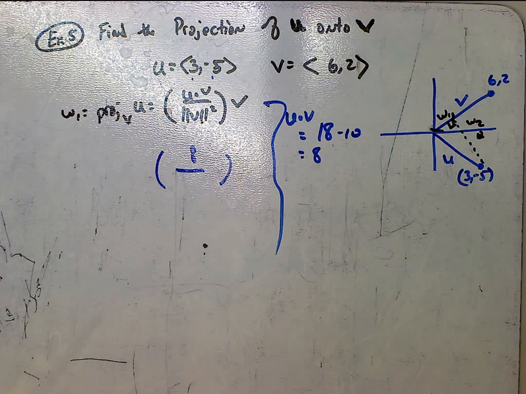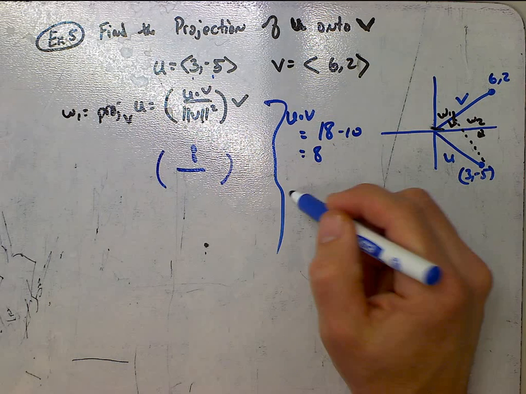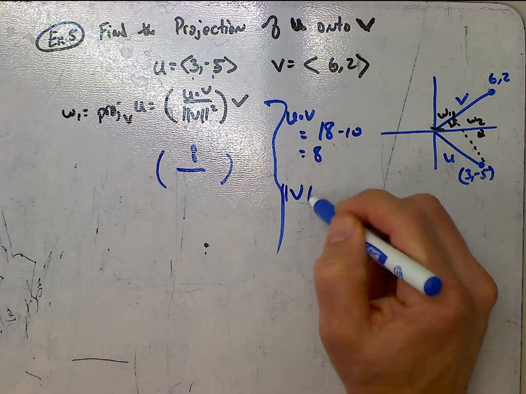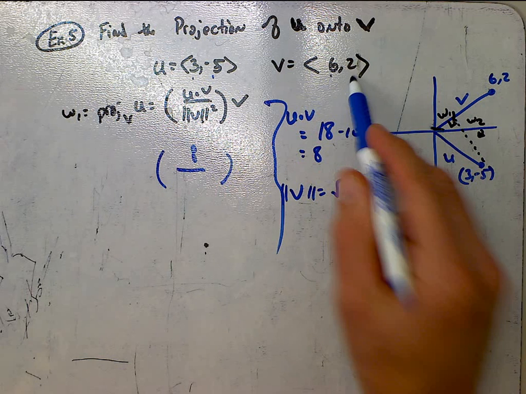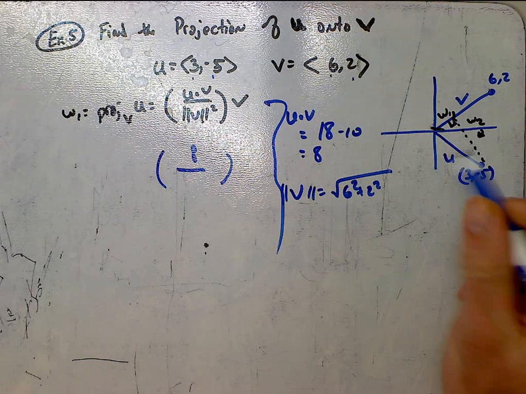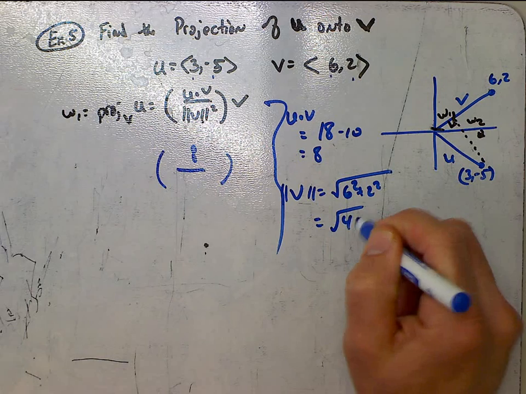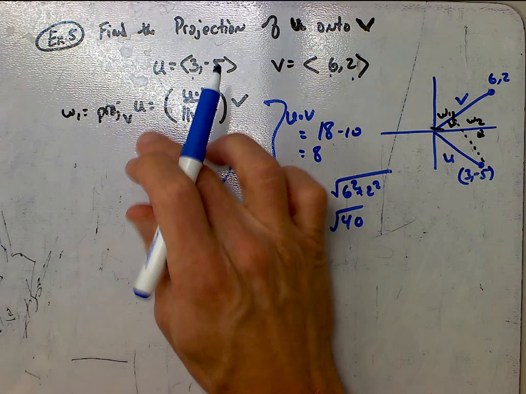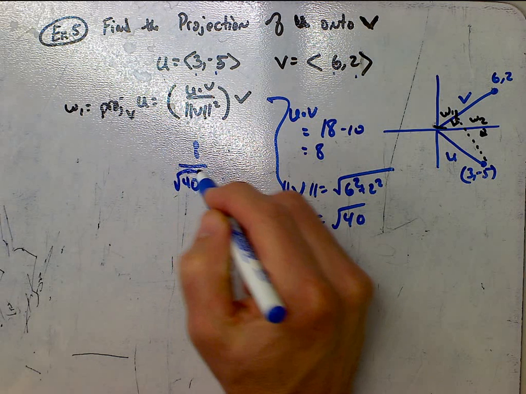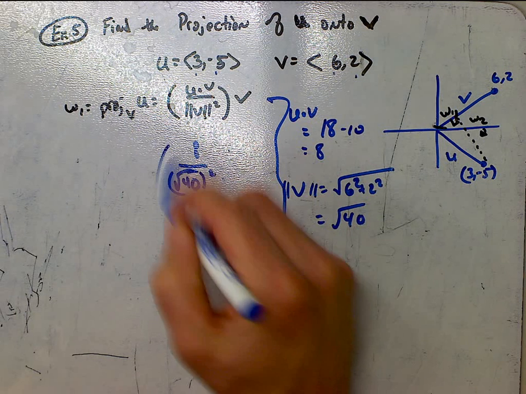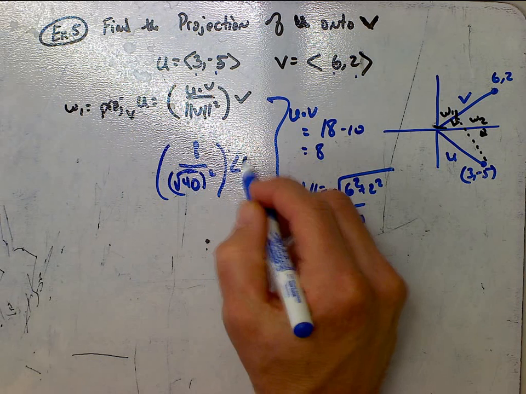Next thing I'm going to do is find the magnitude of v. And that is equal to the square root of 6 squared plus 2 squared. So that's going to be the square root of 40. So I'm going to add that down here to my formula. Square root of 40, then that's going to be the quantity squared. Then times v, so times 6, 2, or 6 comma 2.